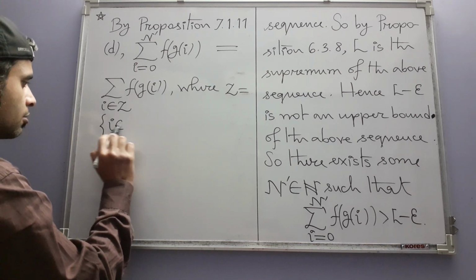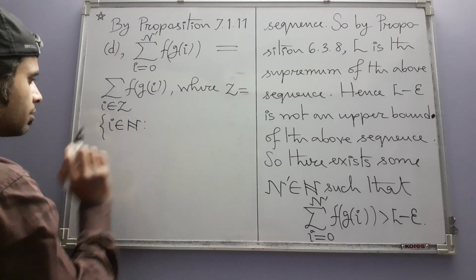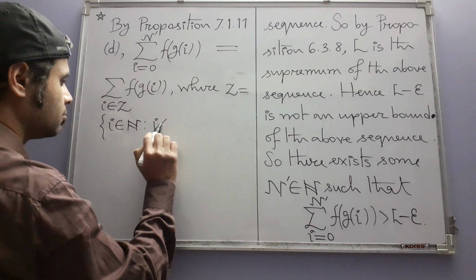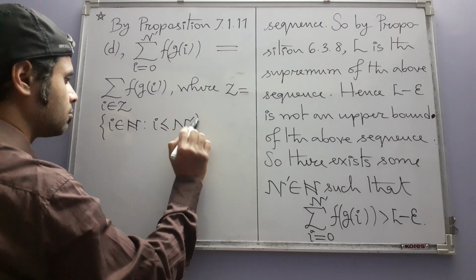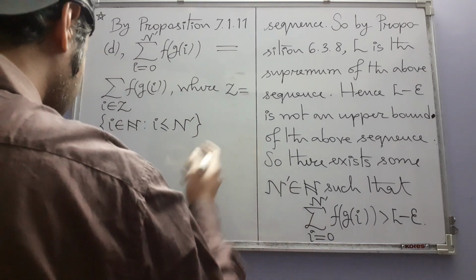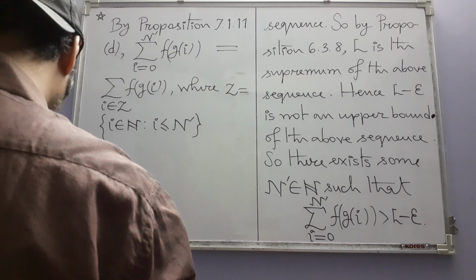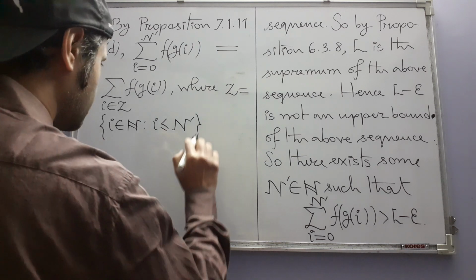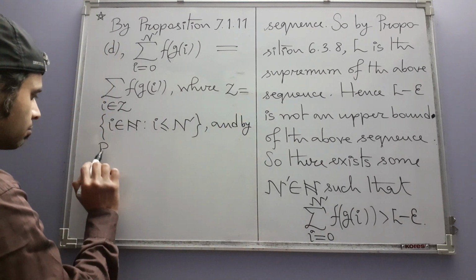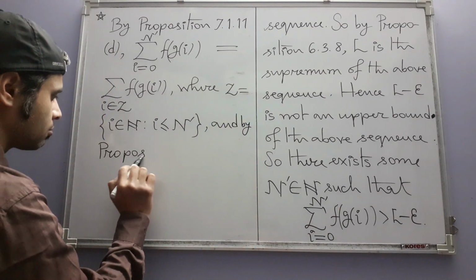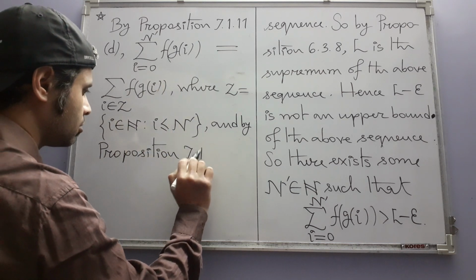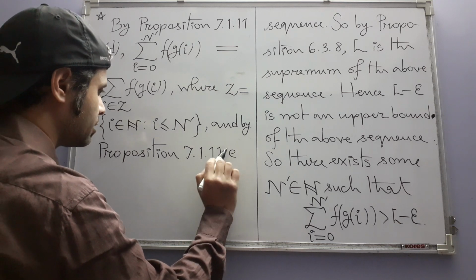That means all the natural numbers n such that n is less than or equal to n prime. It's just that. But why did we have to write it like a finite sum? That's because of this, and by proposition again 7.1.11, but this time part C.